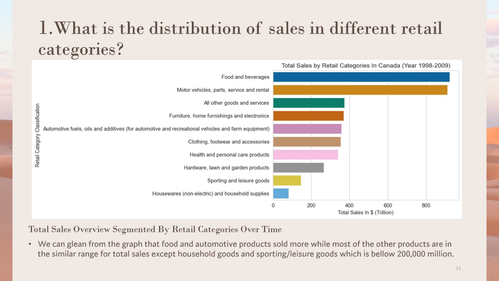This is our first analysis question. What is the distribution of sales in different retail categories? The plot shows sales between different retail categories and total sales. We can glean from the graph that food and beverages and motor vehicle rental have significantly higher sales than other categories. The houseware supplies were the least, below 200,000 million.